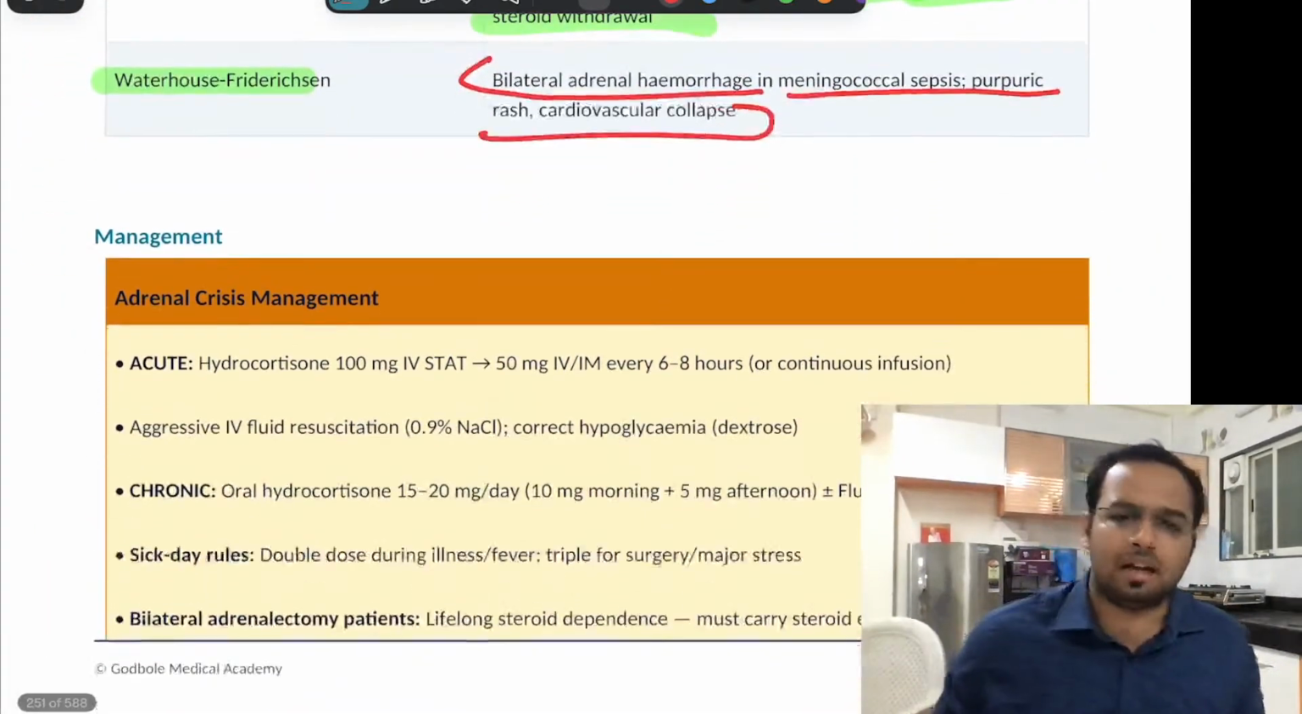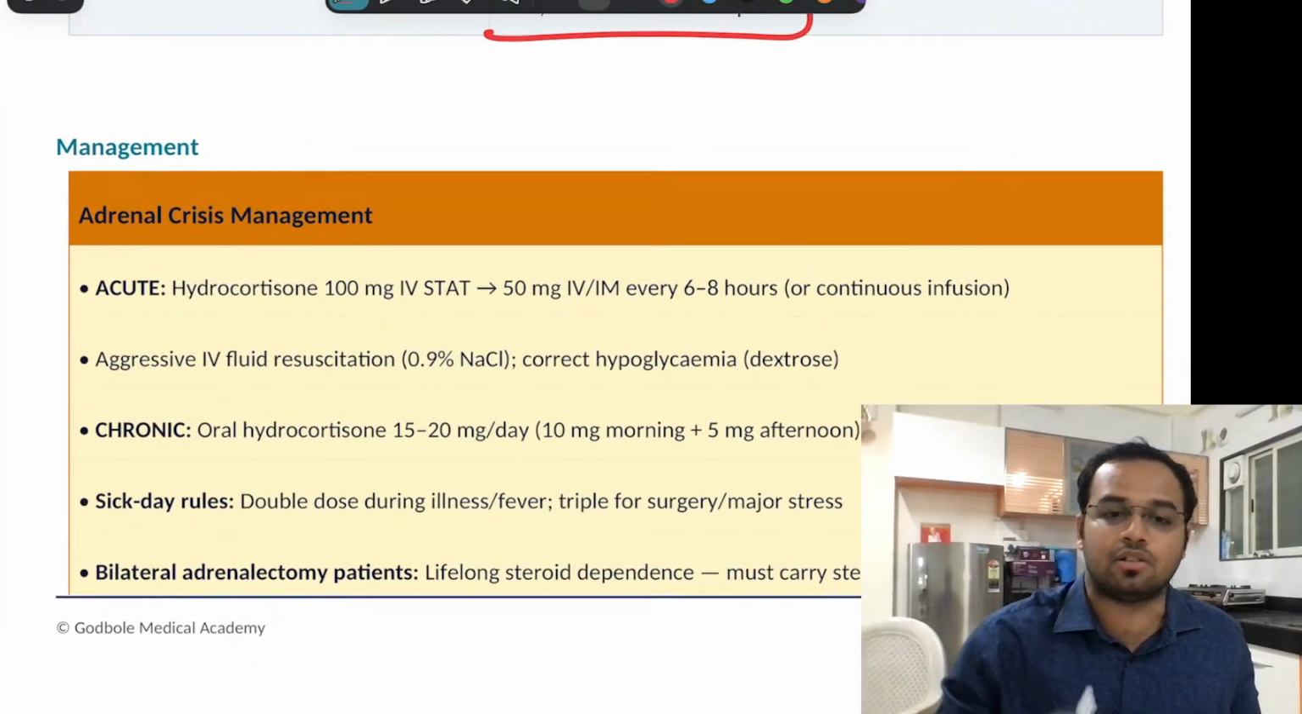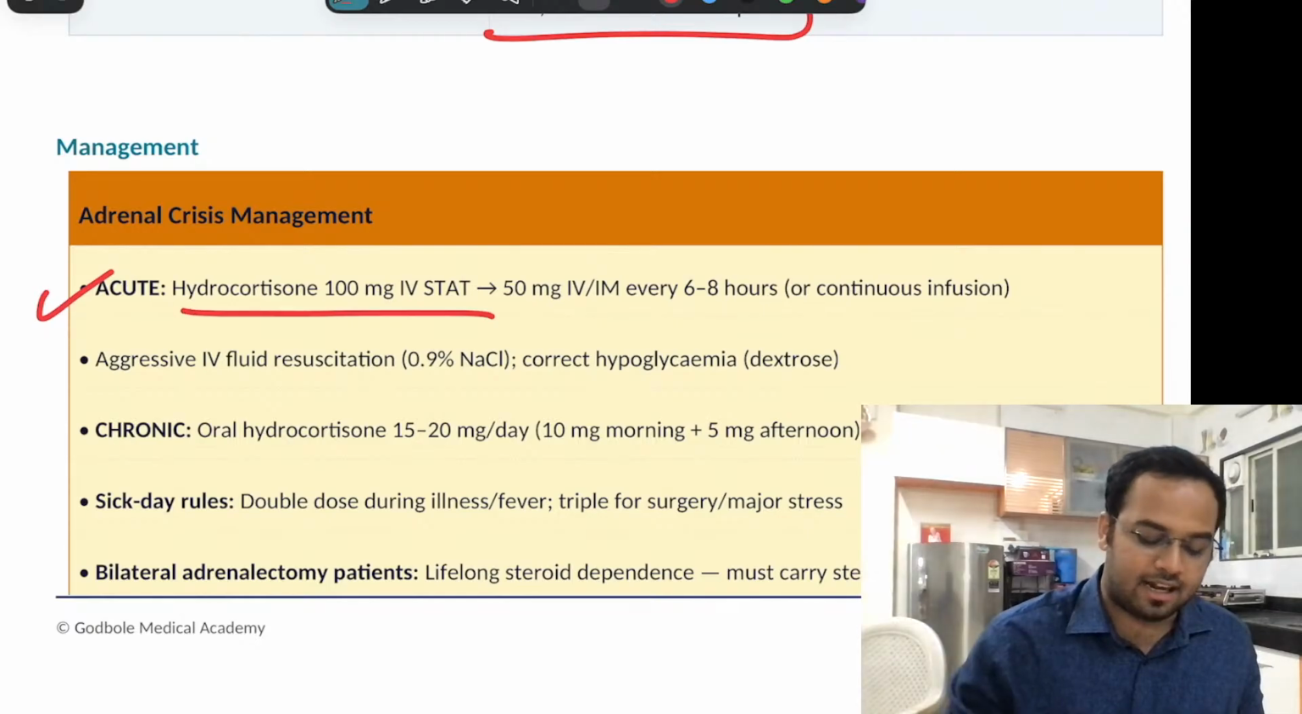How are you going to manage the adrenal crisis? So always remember, it is an acute condition. The patient has low steroid, the patient is not able to deal with it, so you are going to give what is called hydrocortisone 100 mg stat. So give hydrocortisone 100 mg stat, and after that you are going to give 50 mg IV.